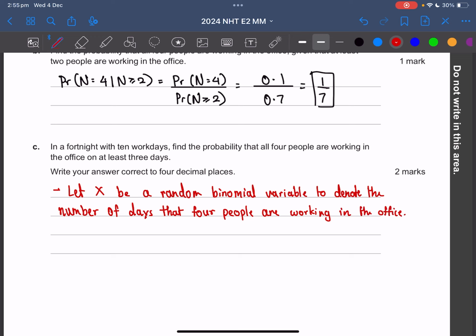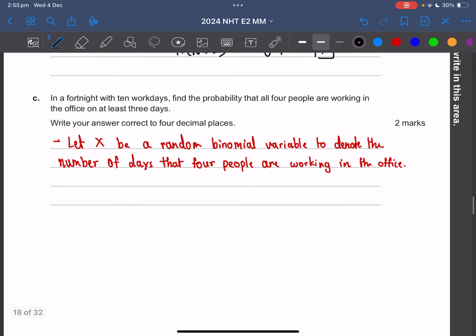So now you have made it clear what the x represents. So now if we use x, there shouldn't be any problem, okay? So we are basically finding, now you can say that we are finding the probability that x is greater than or equals to 3, and that will be fine, okay? And now we can also write that x is binomial.